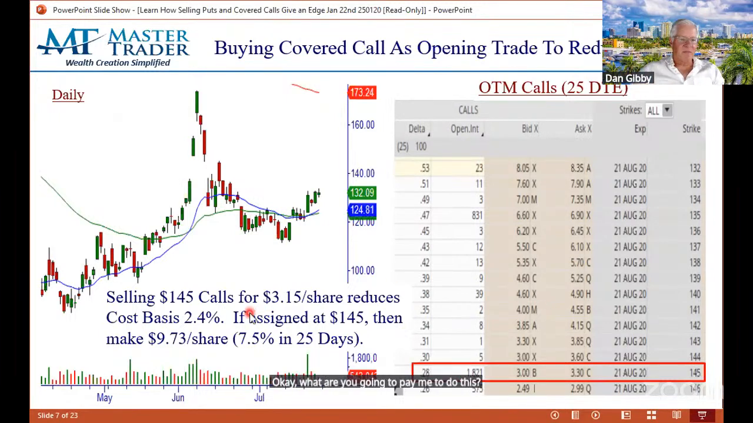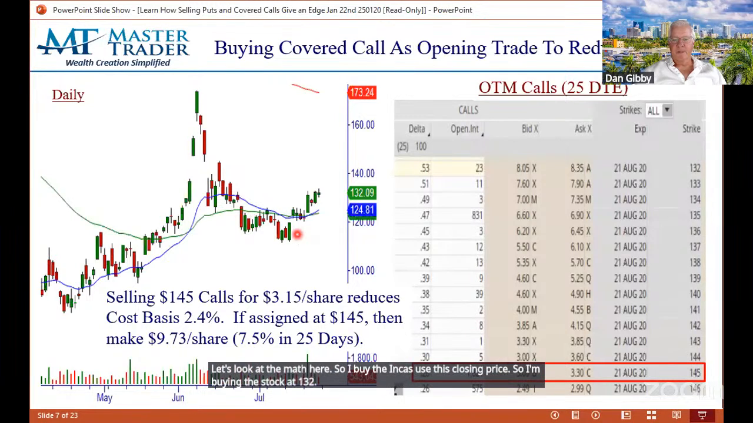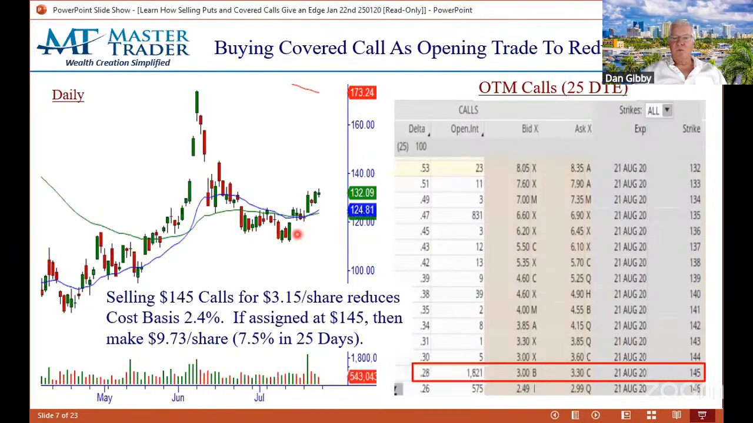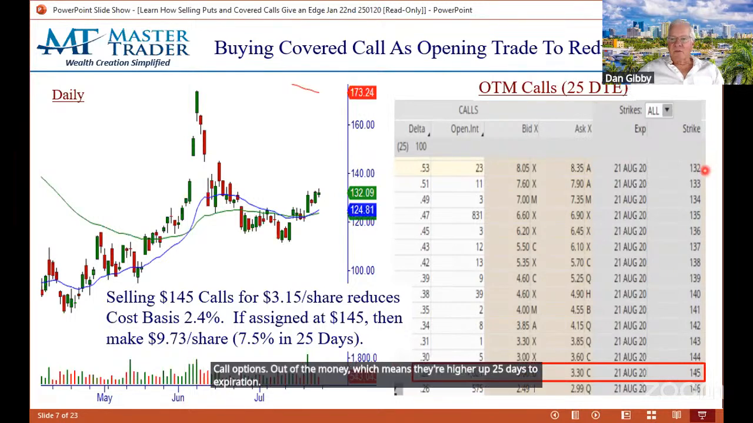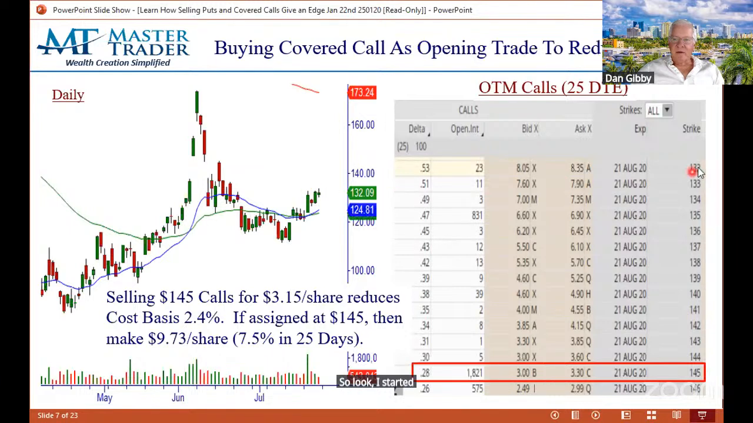Let's look at the math here. So I buy, and I'll just use this closing price. So I'm buying the stock at 132. So we go to this option table, call options, out of the money, which means they're higher up, 25 days to expiration. So look, I started with 132 right here.